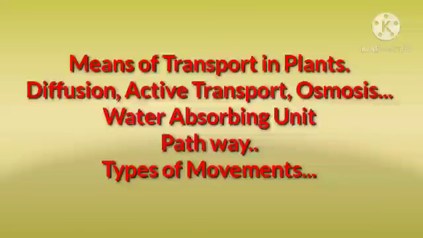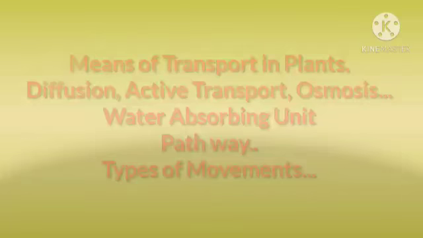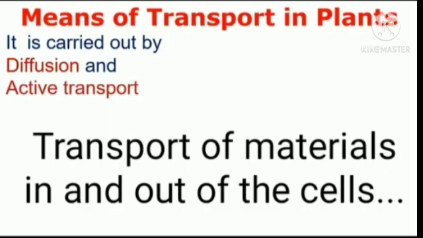Active transport, osmosis, water absorbing unit, pathway, and the types of movements. First is means of transport in plants. Transport of materials in and out of the cells is carried out by diffusion and active transport.